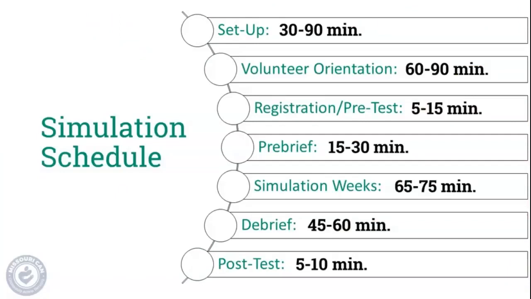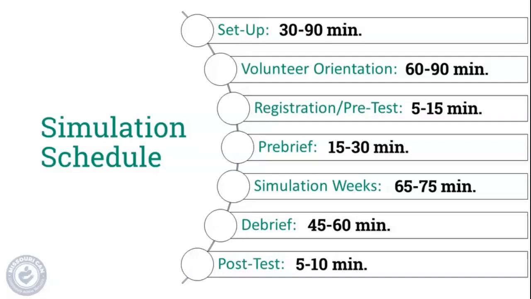The setup of the simulation can take anywhere between 30 to 90 minutes. The 30 to 60 minutes is if you've agreed with your site that it's going to be set up before you get there, so all the tables, all the chairs, everything is set up before you get there. The 90 minutes is kind of what you need if the site is not going to be set up for you, to get there and set everything up.